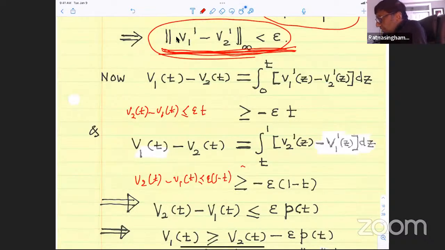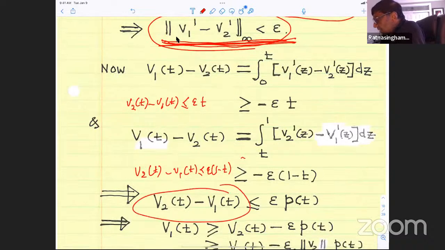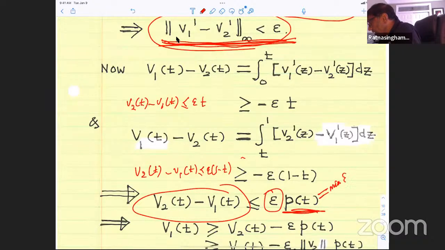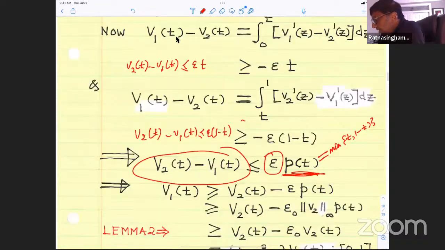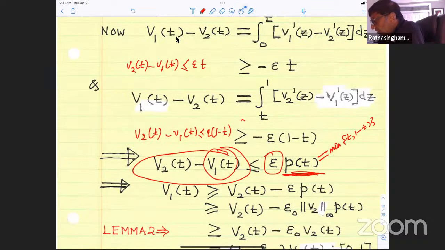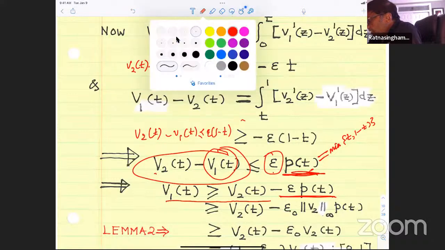So that means this has to be less than or equal to epsilon times the minimum between t and 1 minus t. So that's your p of t. Remember, this is the minimum between t and 1 minus t. Okay, so that means my v1 of t, in particular, if I flip this, has to be greater or equal to v2 of t minus epsilon times p of t. Okay, everyone doing okay there?